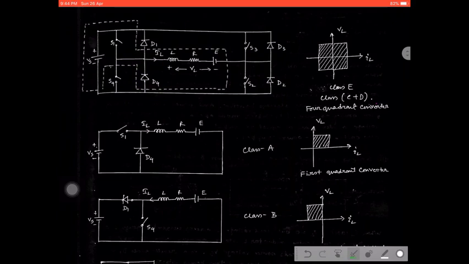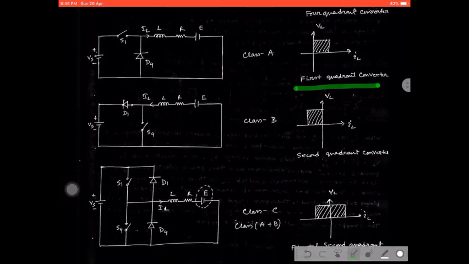Actually, this classification, A, B, C, D, E, depends on the quadrant of operation. Means which quadrant can be covered by the chopper circuit. Like during Class E chopper working, which can cover the 4 quadrant operation. That is why this is called the 4 quadrant chopper. Similarly, if the chopper can cover only one quadrant, the first quadrant, then we can say it is a first quadrant chopper.